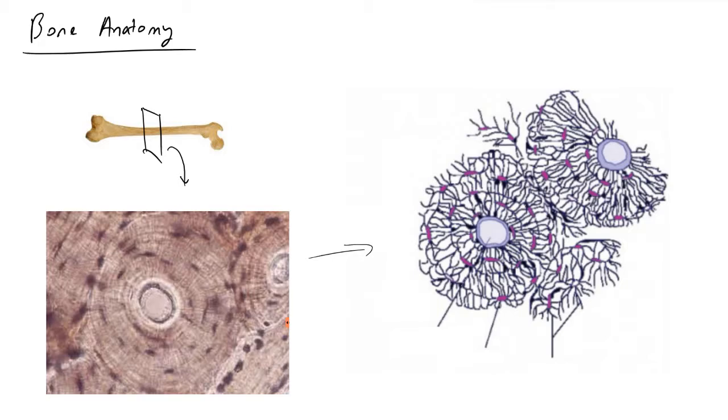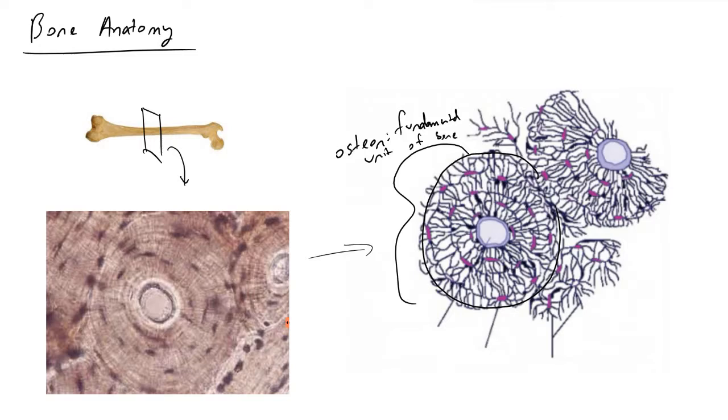And what we're going to make a note of is the first thing that we're seeing is how there's a lot of these kind of large circular shapes, and these things are called osteons. So this whole circle is called an osteon. And the osteon is the fundamental unit of bone. And an osteon is comprised of a bunch of other things.